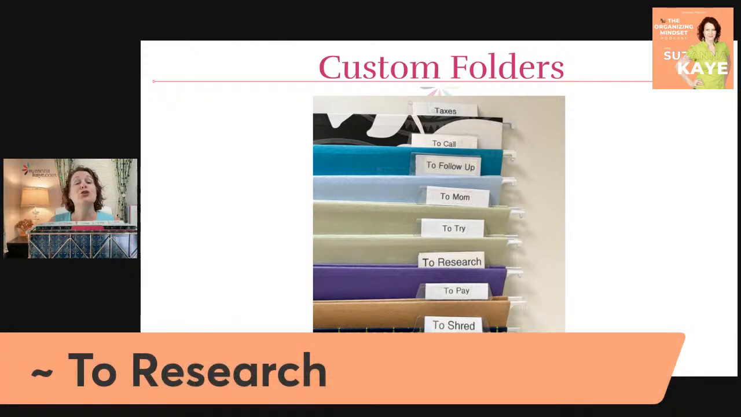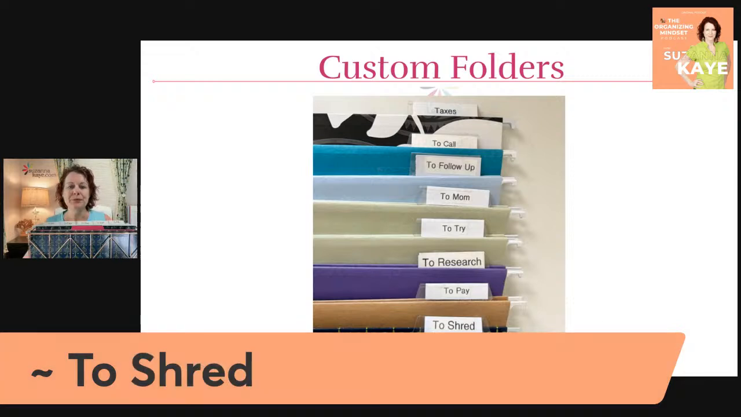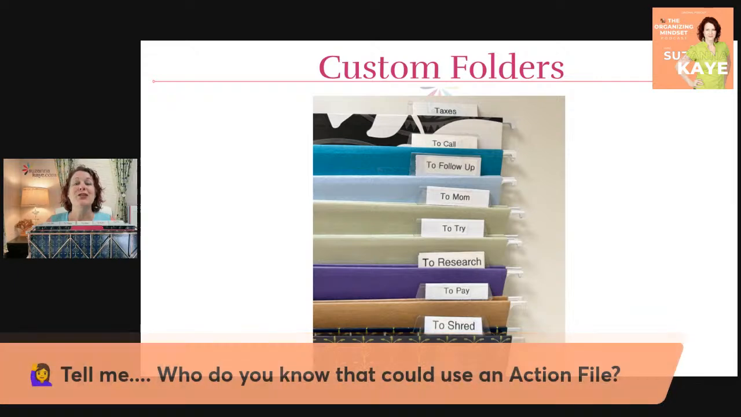All right. "To research." If it's something you just want to look into more, but you don't want to clutter up your to-do folder with it, "to research" is a really good one. So if you want to Google it, make some phone calls, find some different things, it's more than just reading through it, right? "To shred," if you don't have your action file near a shredder, then "to shred" can be really helpful. And "to try." This is really good if you have recipes or craft patterns, things like that you just want to try out that you save, then "to try" can be a really good one to keep them separated from your regular to-dos. All right. So those are some ideas for those custom folders.